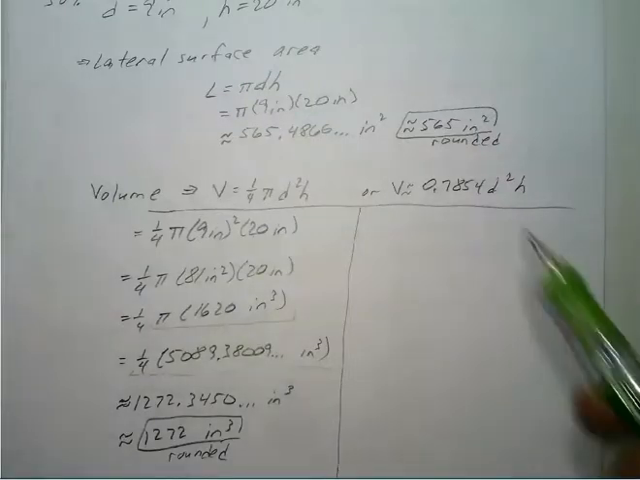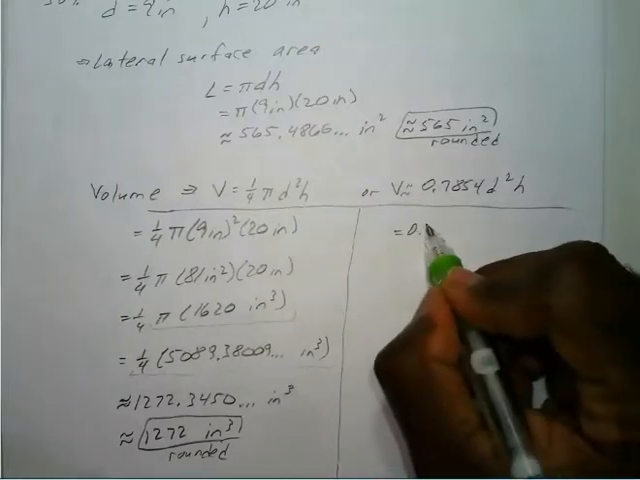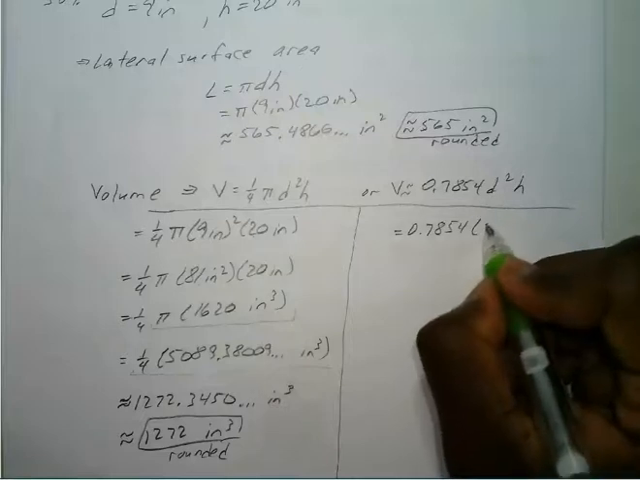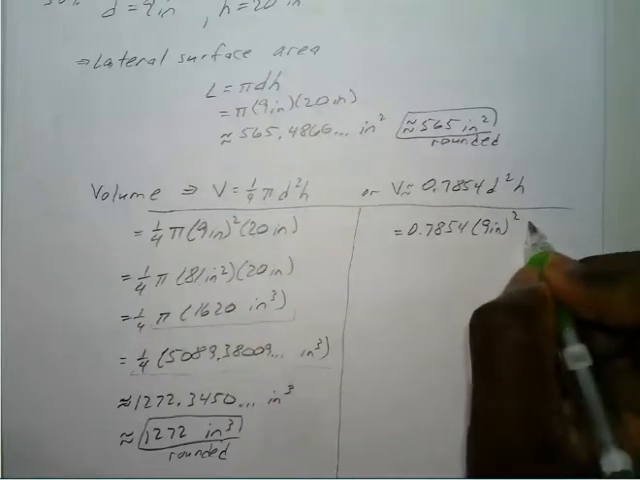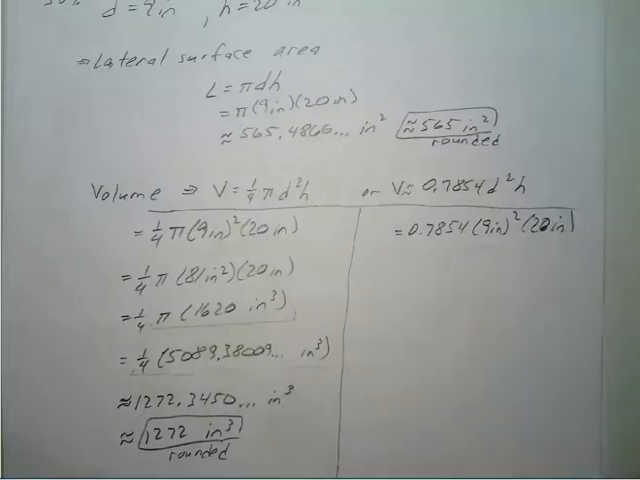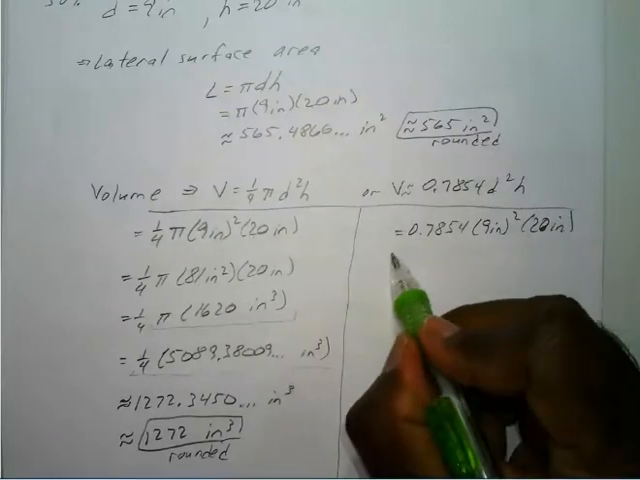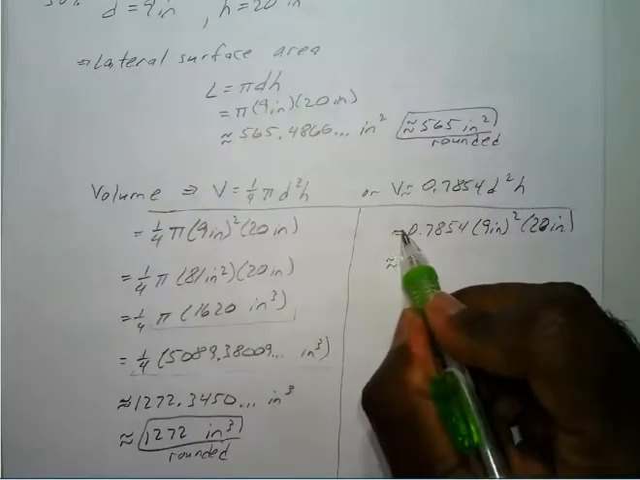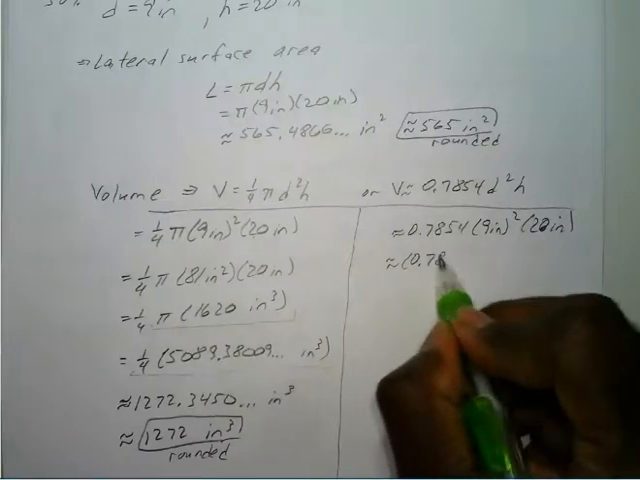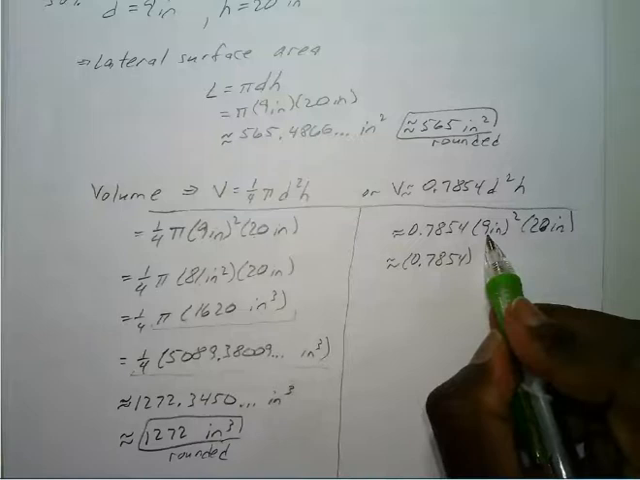Okay, so if we use this formula, it's going to equal 0.7854 times our diameter squared, which is 9 inches squared, times our altitude. So this will be approximately 0.7854. We multiply 9 inch times 9 inch times 20.